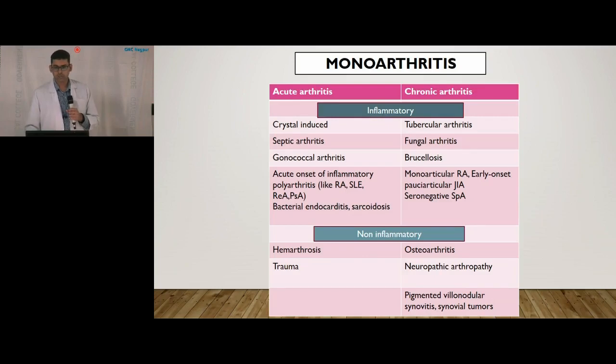Definitely, just on the basis of clinical examination, it is not possible. Believe me, it's not possible to differentiate between tubercular arthritis, gonococcal or brucella, whatever it is. So you need to have a histological diagnosis as well to prove it. Inflammatory, non-inflammatory, traumatic, and the most common is OA.